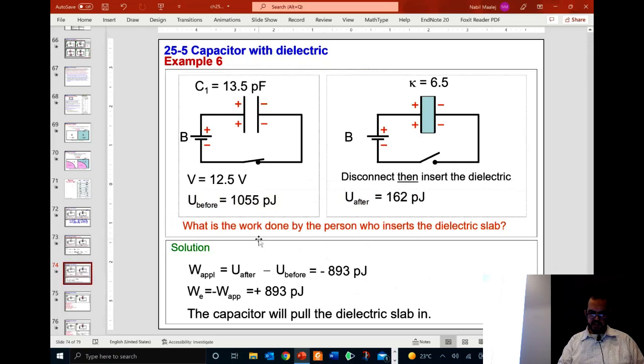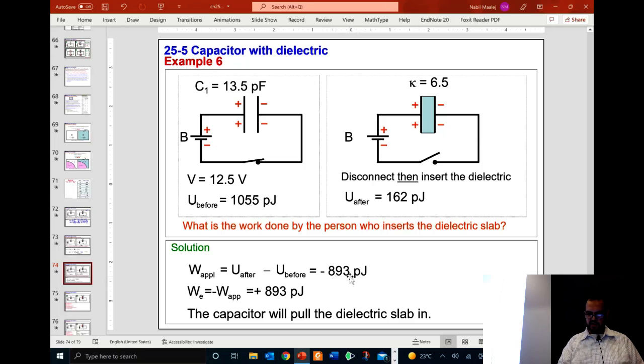All right. So the next question is, what is the work done by the person who inserts the dielectric slab? In this case, remember, work applied is equal to delta U, which is the potential energy after minus the potential energy before. Originally we had the potential energy U1, and after we disconnect the battery and introduce the dielectric, we have potential energy U2. When we calculate this, we find that the applied work is minus 893 picojoules.